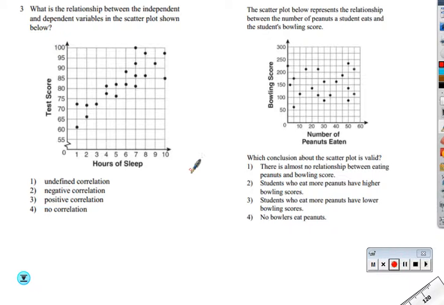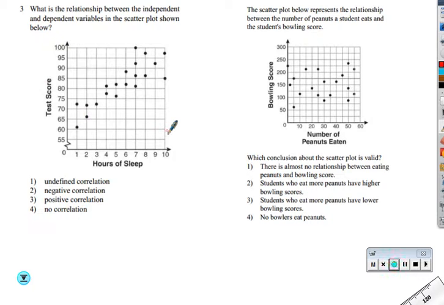When we look at this graph, it appears that those who get less sleep seem to score lower on the exam. Those who get more sleep seem to score higher on the exam. There is clearly a connection between hours of sleep and test scores. Therefore, there is a correlation between hours of sleep and test scores.